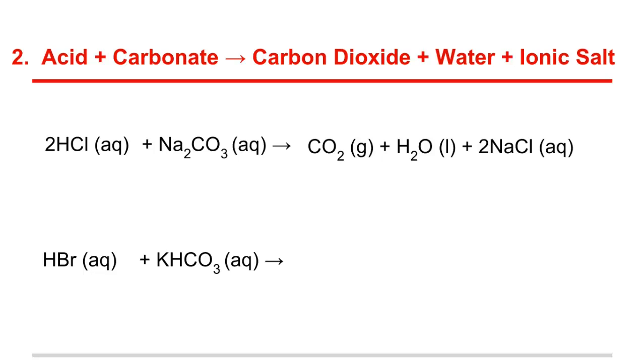Another example, hydrobromic acid reacts with potassium bicarbonate. That's going to produce carbon dioxide and water. And then the ionic salt that is formed is potassium bromide.